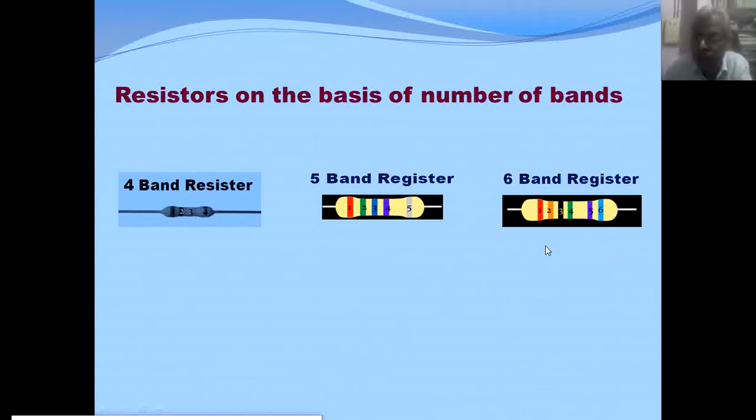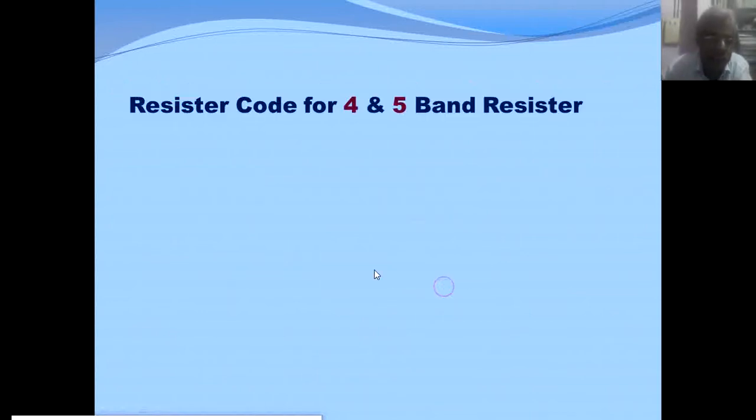In 6 band resistors there are 6 different colors. Each color is known as a band. So this is called a 4 band resistor, this one is called a 5 band resistor, and this is called a 6 band resistor. To find the resistance of any resistor, we use the resistor code, and there are 2 different resistor codes.